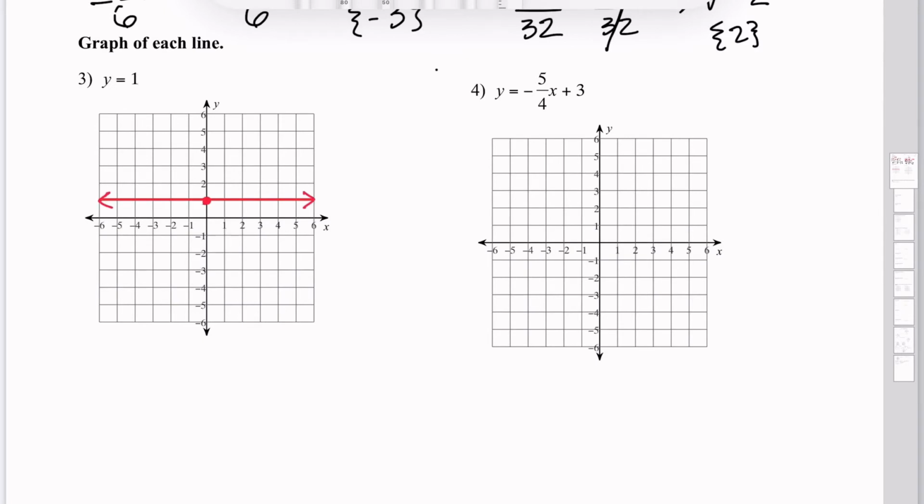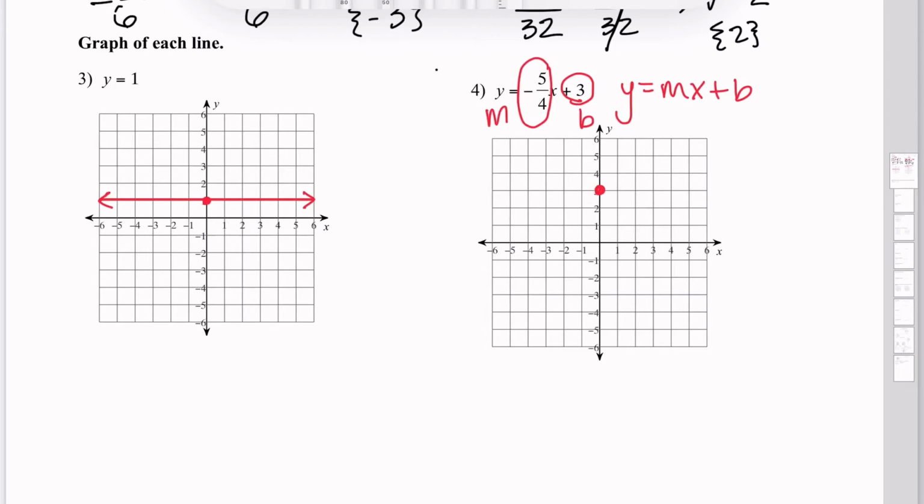Question 4 is written in slope-intercept form. So our b value is 3. Let's graph that part first. So on your y-axis, locate positive 3 right here. That will be your first point. Now our slope, or m value, is negative 5/4, telling us that our line is going to go towards the left-hand side since it's negative.